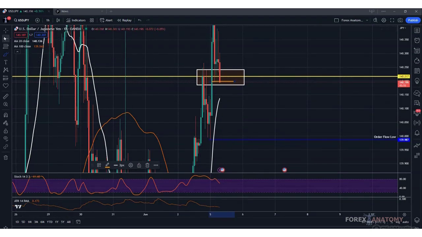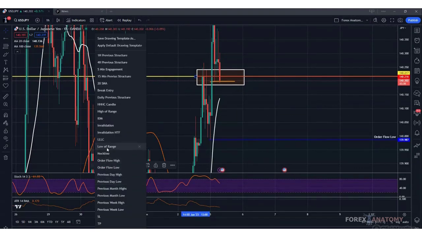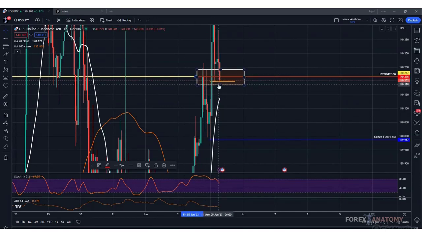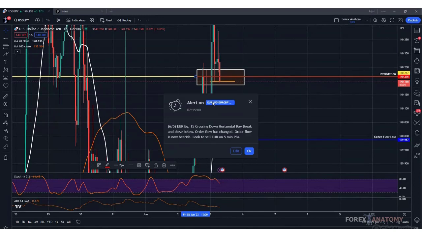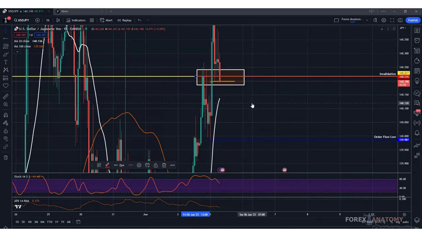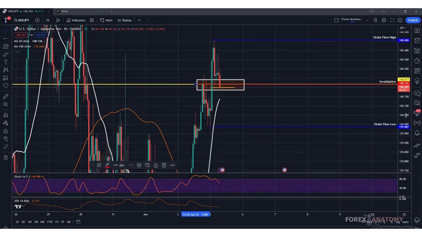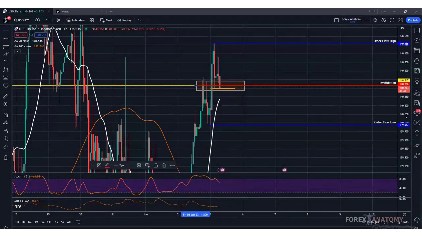But mind you, we do have invalidation right here. If we get a break and close below this level, then we have to be somewhat careful, because there's a possibility that things could be shifting. But it's always good to stay on the side of the order flow. Right now, the order flow is to the upside. We're in a bullish environment on the 1 hour, so we'll be looking for opportunities to buy.